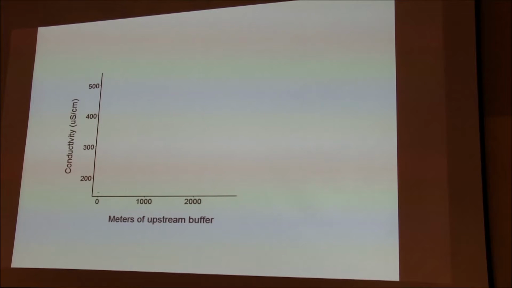So this is a graph I'm going to be using for the presentation of a lot of the data. So just to walk through it briefly, on the x-axis I have meters of upstream buffer from 0 to 2000, and then as you move left to right, you're moving downstream to sites that I'm hypothesizing will have higher condition.